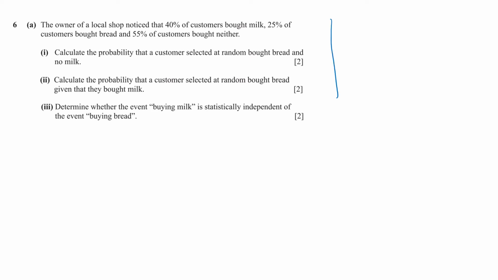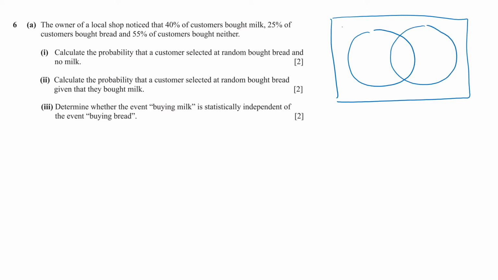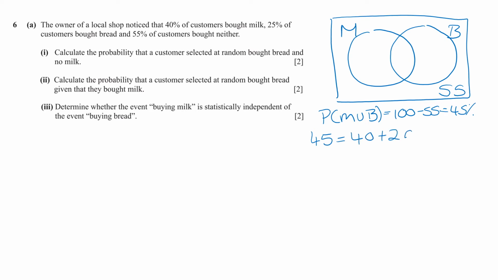So we have a Venn diagram. Milk and bread. Can't do anything with the 40 or 25 yet, but we can put the 55% outside. And that tells us that the probability that they buy milk or bread will be 100% take away 55, 45%. Now milk or bread has to equal the probability of milk plus the probability of bread minus the probability of milk and bread using our formula.